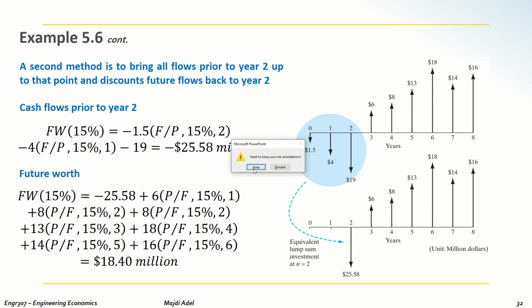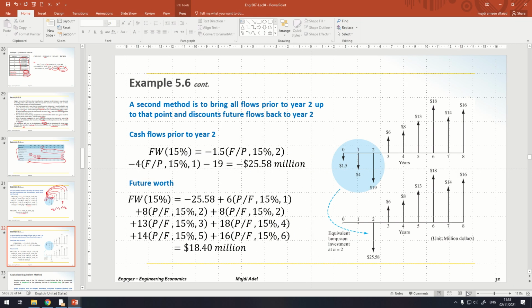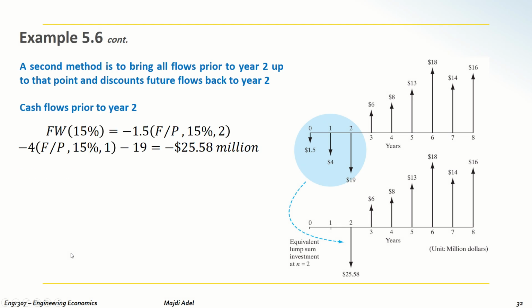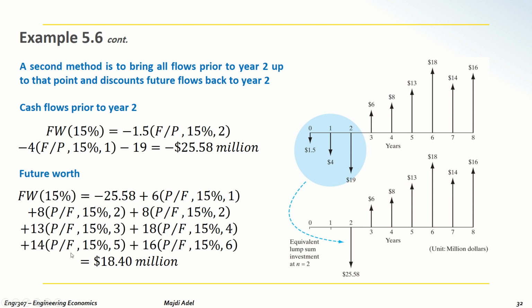Actually, this is not the future value, but we can keep it. And the future value of the outflows at n equal 2 is minus 25 million. And now we can discount the remaining transactions.